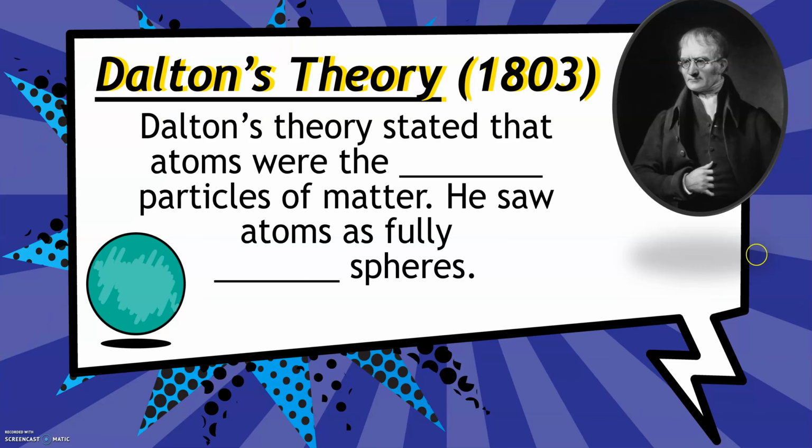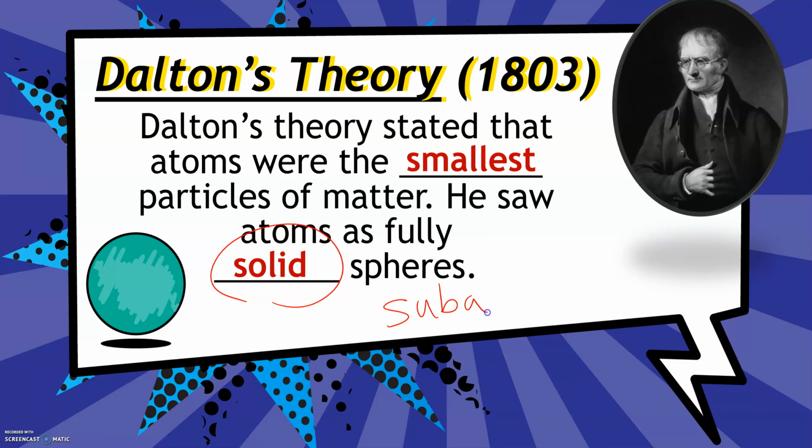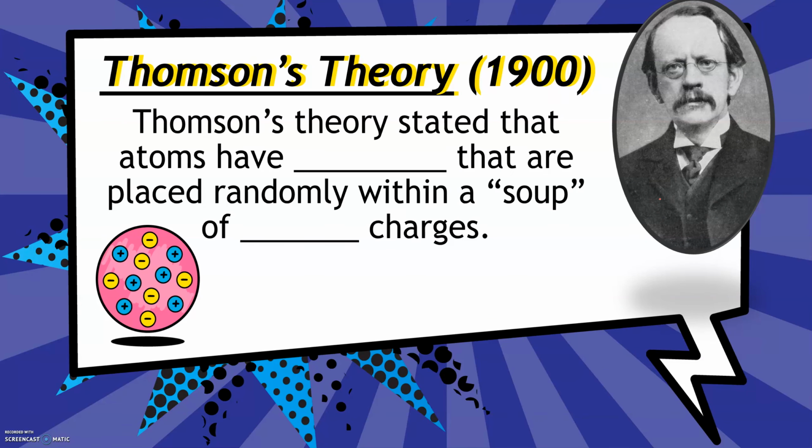So how has it changed? We started with Dalton, right? His idea was that atoms were the smallest particles of matter. He saw them as fully solid spheres, and he did not know about the subatomic particles. He didn't think it could be broken down anymore. But Thomson figured out that there were subatomic particles. He discovered electrons, but he thought they were in a sort of soup. So that was Thomson's theory.